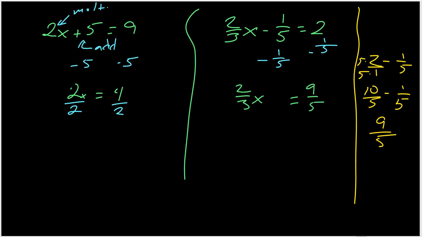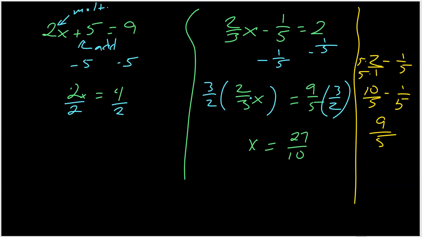Now, I have 2/3 times x, so that means we want to divide by 2/3. How do we divide by a fraction? We multiply by its reciprocal. So I'm going to multiply both sides by 3/2. Remember, that's dividing by 2/3. When you multiply fractions, you just multiply straight across. So 9 times 3 would be 27, 5 times 2 would be 10, and we get x equals 27/10.